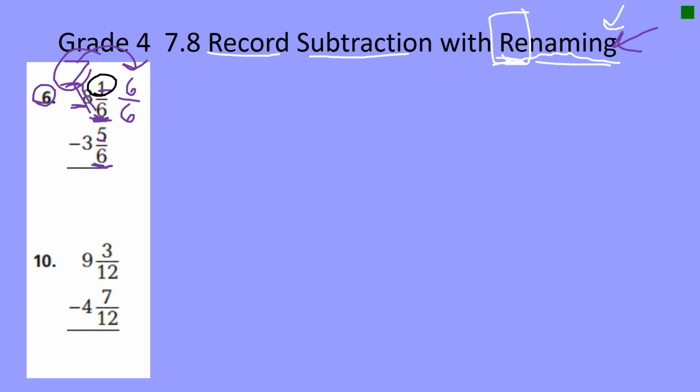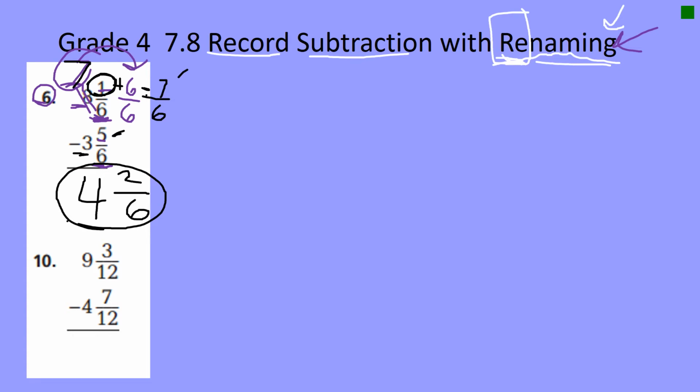Now remember, we already had 1 piece plus the 6 more. 1 plus 6 is 7/6. Okay? So now we have 7/6 minus 5/6. That's reasonable, right? 2/6. Okay, and then we have 7 minus 3, our whole numbers. 7 minus 3 is 4. 4 and 2/6 is the final answer to that one.